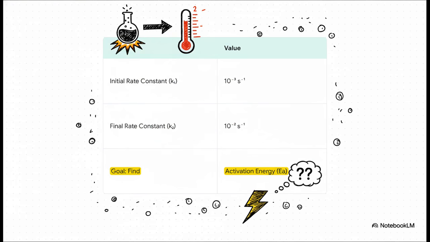Okay, here are our clues all laid out. We start at a temperature of 293 Kelvin. At that temp, the initial rate constant, we'll call it K1, is 10 to the minus 3. Then we turn up the heat to 313 Kelvin, and our final rate constant, K2, jumps way up to 10 to the minus 2. So our mission, should we choose to accept it, is to use all this to find the activation energy, or Ea. That's basically the minimum energy needed to get this whole reaction started.